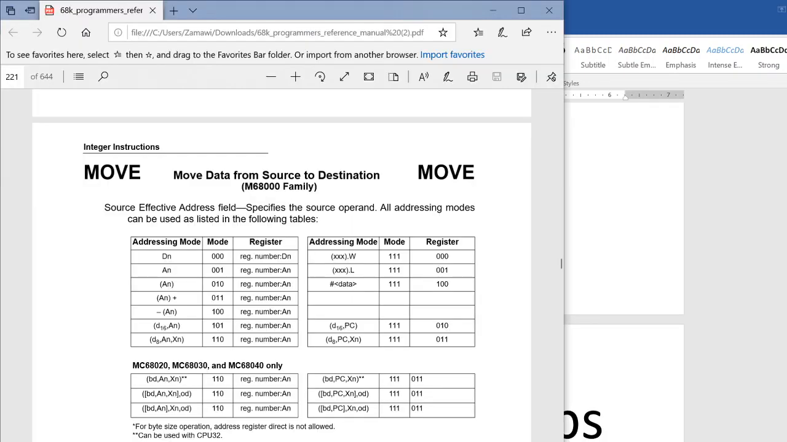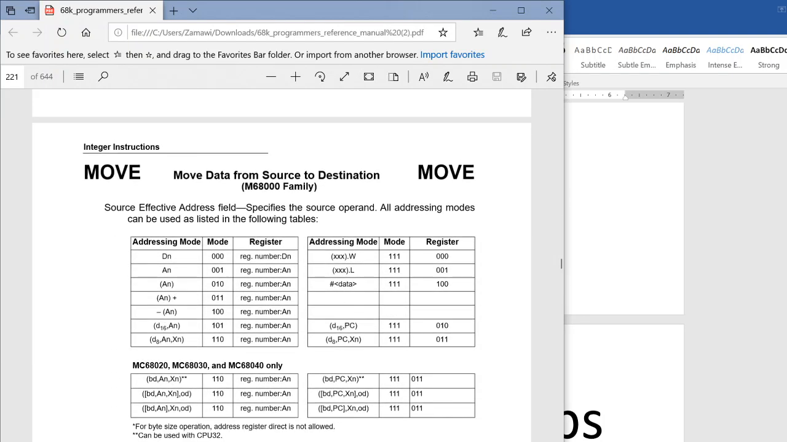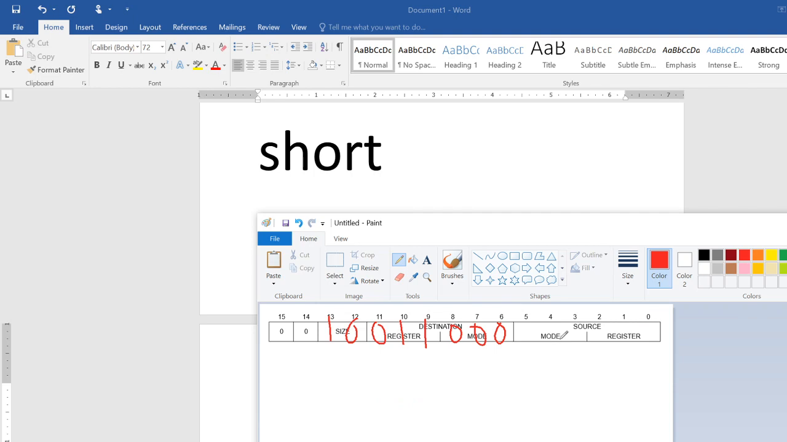On the table side, which one is referring to the absolute short and absolute long? You can see that this is W. W means word, and this is long. So W is for absolute short, and .L is for absolute long. Okay, back to this, you need to put out the mode and the register.